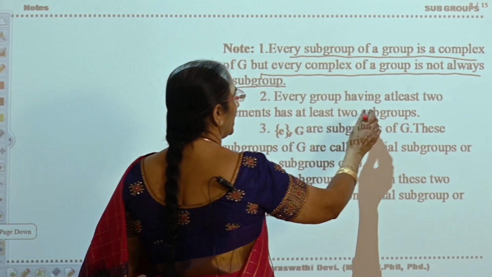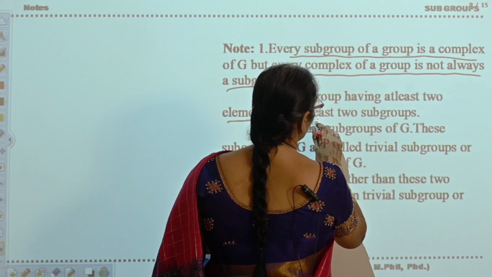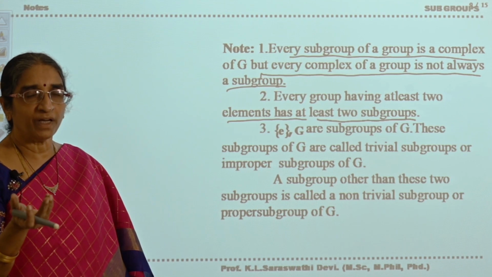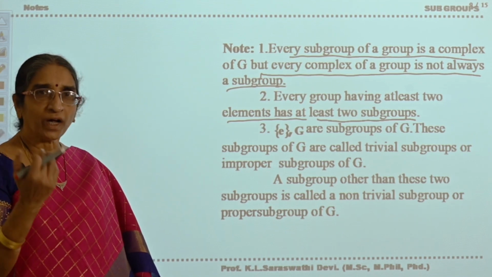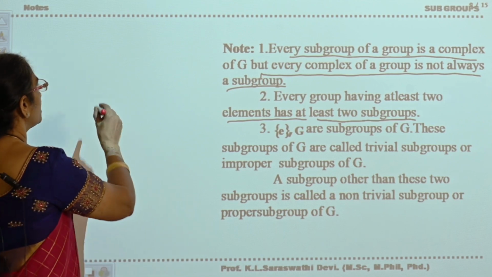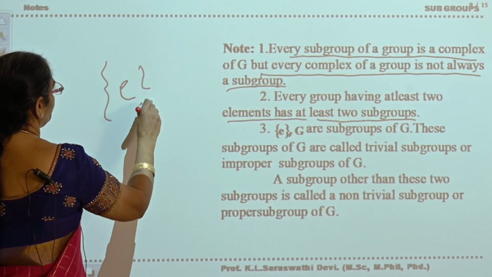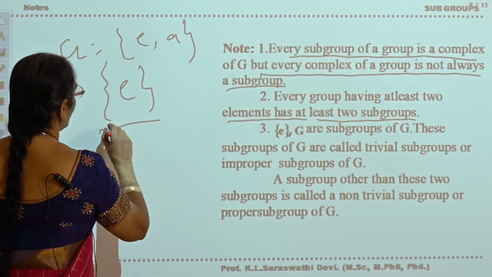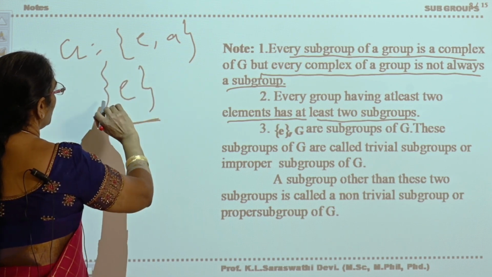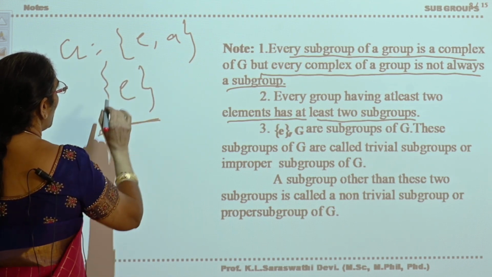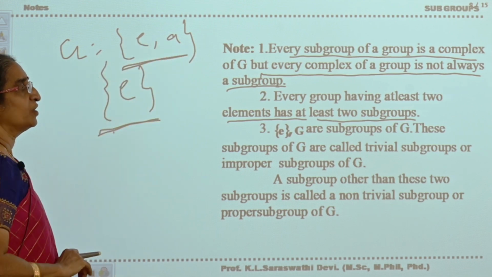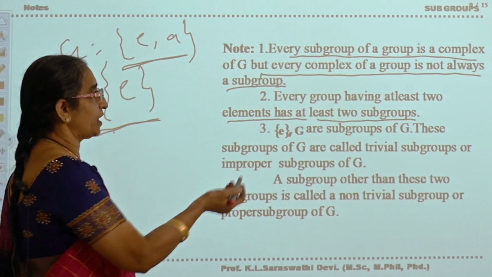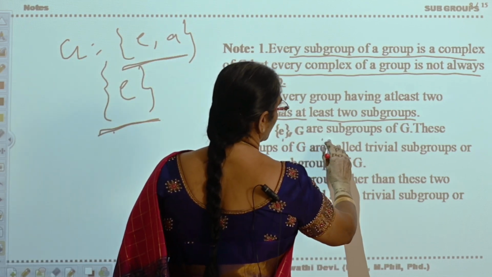Every group having at least 2 elements has at least 2 subgroups. If you have any group which has 2 elements, it will have 2 subgroups. Suppose G has 2 elements, E and A. Now, if you consider the singleton set {E}, it will be a group. It is one of the subgroups, and the group itself is a subgroup too. So any group which has at least 2 elements will have at least 2 subgroups. That is, {E} and G are the subgroups of G.